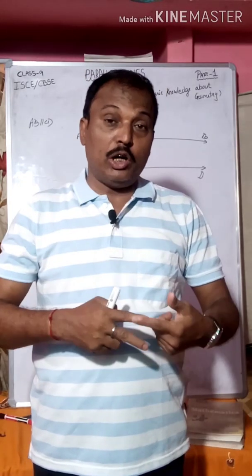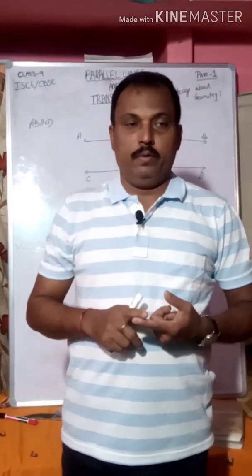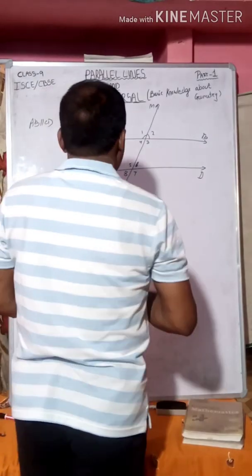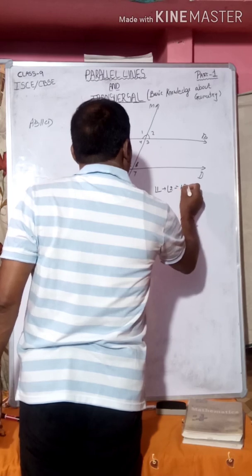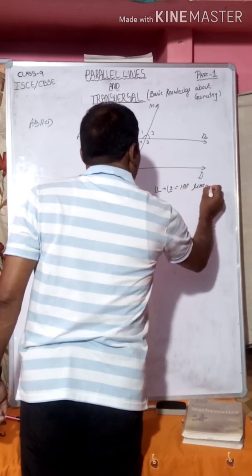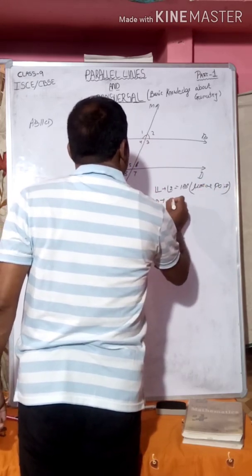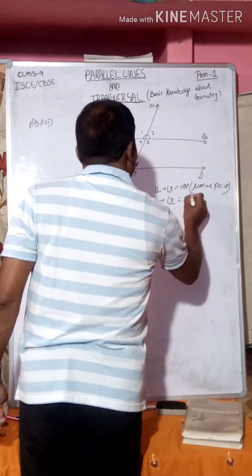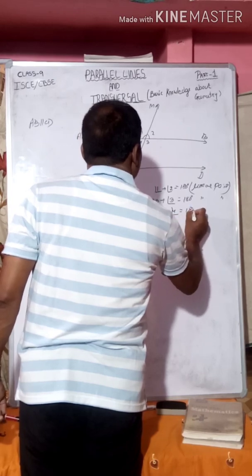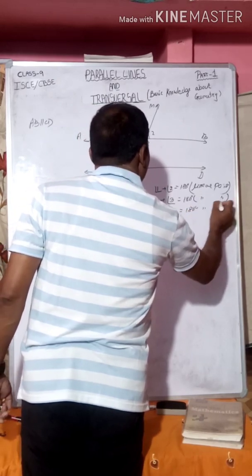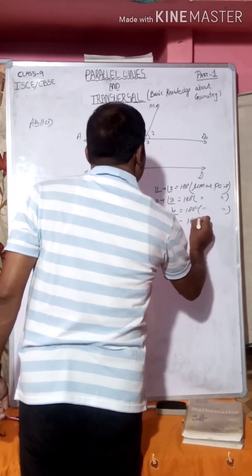But if the sum of any 2 angles is 180 degrees, one is called the supplementary angle of the other. So angle 1 plus angle 2 is 180 degrees, because of the linear pair. Likewise angle 2 plus angle 3 is also 180 degrees. It is a linear pair. Angle 3 plus angle 4 is 180 degrees. It is also a linear pair. Angle 4 plus angle 1 is equal to 180 degrees. It is also a linear pair.